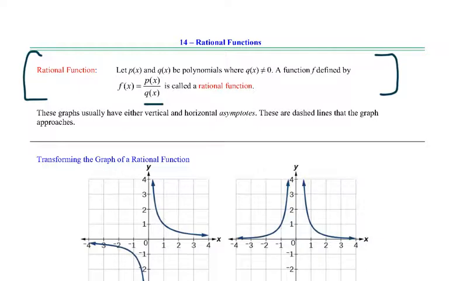So these graphs usually have either vertical or horizontal asymptotes. These are dashed lines that the graph approaches. One thing we'll find out is that there's a difference between our vertical and horizontal asymptotes and our slant asymptotes. And we'll look at the differences between those and how we find out what those values are.